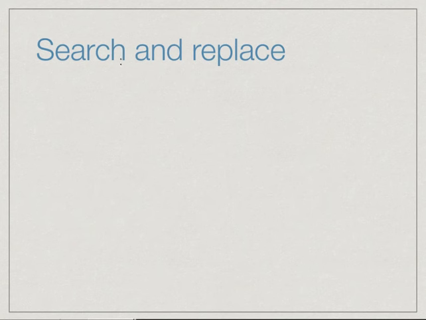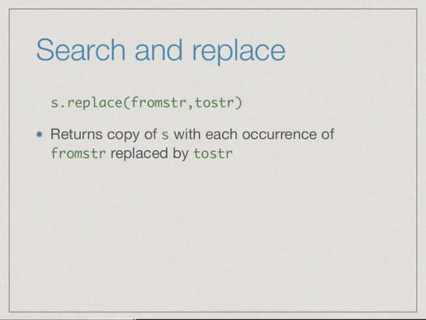So the next natural thing after searching is searching and replacing. So if I want to replace something, I give it two strings, what I'm searching for and what I am replacing it with, and it will return a copy of s with each occurrence of the first string replaced by the second string.